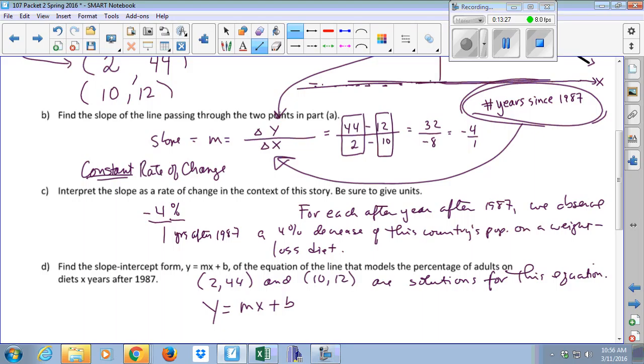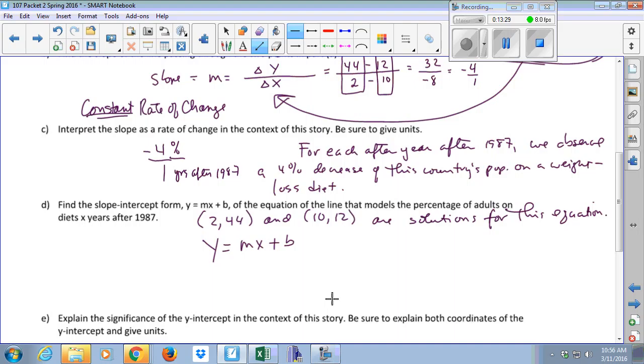Okay, so let's find this equation. Okay, so let's see. What do we know? We know the value for the slope. We know the value for the slope is -4. So we can start off by saying y equals -4x plus b.